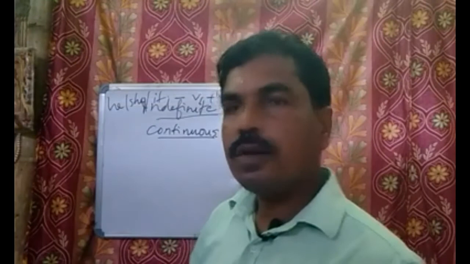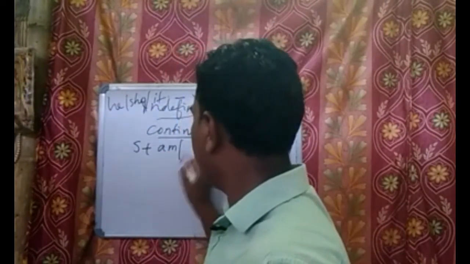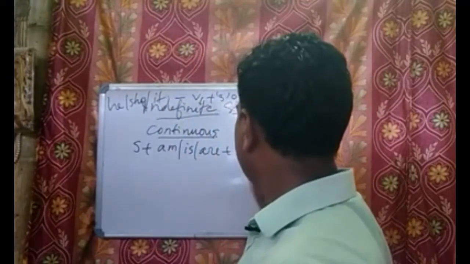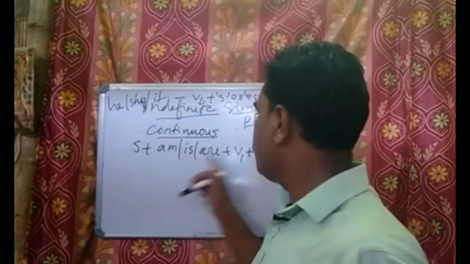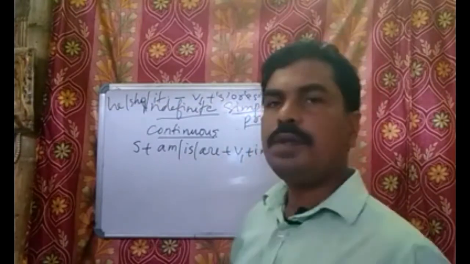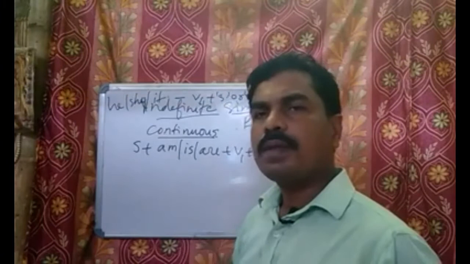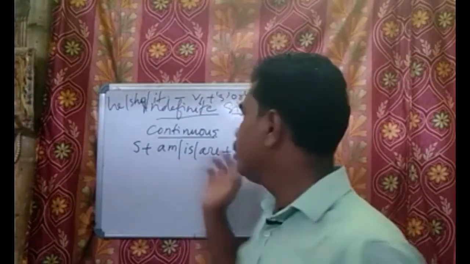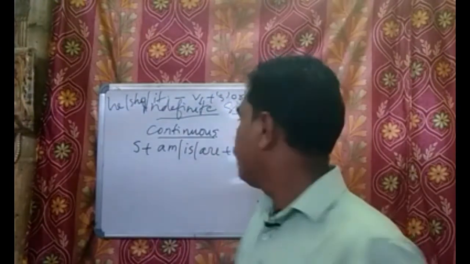The structure of present continuous we'll discuss here. Subject plus, you have to use am, is, are, plus verb 1 plus ing plus object. Let me explain it. Now you have to use am, is, are with the subject, and then you have to use the ing form of the verb. Verb 1 plus ing form plus object.